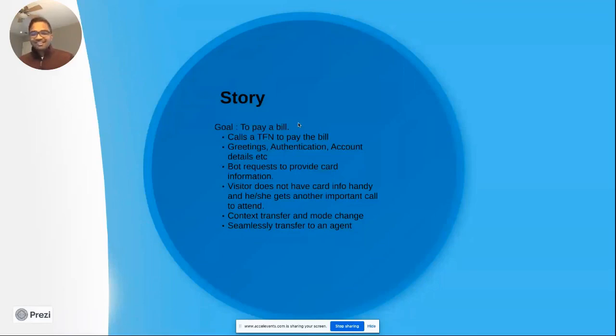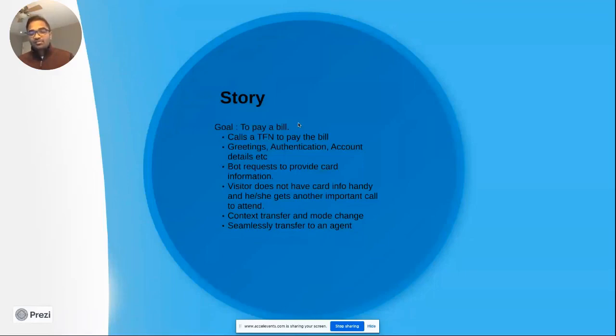And let's make it a little bit more complicated. At the same time, I've been talking to the bot for 5 to 10 minutes. It's a long conversation. I had chatted, provided everything, authenticated, given account details and everything. Now I don't want to disconnect the call because I don't want to do the same thing again. So instead, consider that I have another important call to attend, and that's why I don't want to disconnect this one. What I want to do is transfer this context, and also attend the other call and finish my intent of paying the bill.